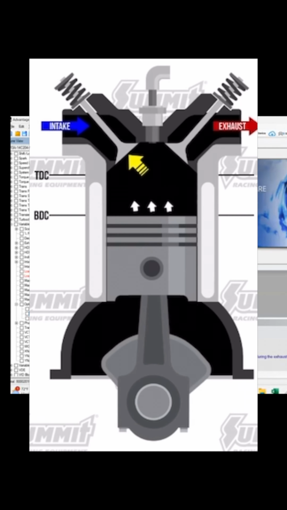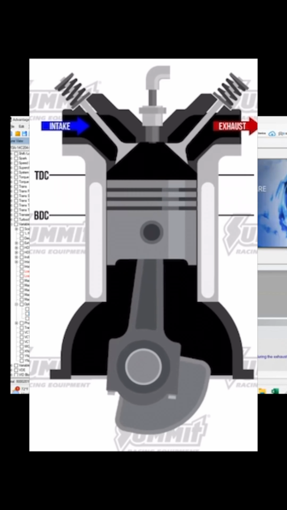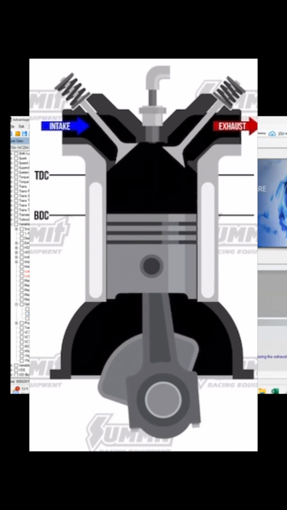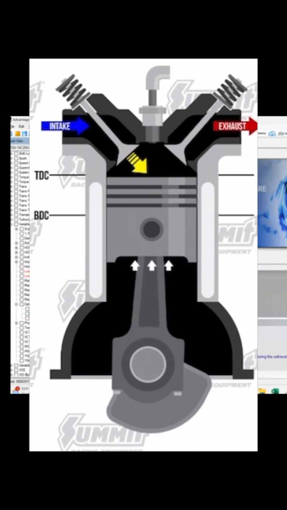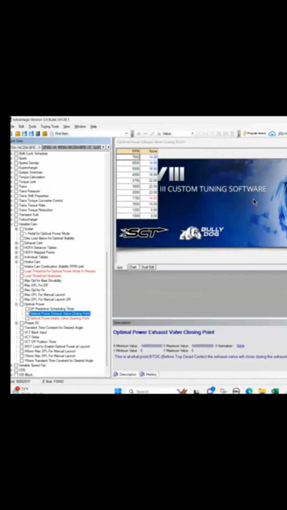And so if we retard the exhaust cam angles, we're basically leaving those exhaust valves open just a little bit longer than normal. And what that's doing is it's creating additional scavenging, which is pulling air in on the intake side. So we're able to pull a little bit more fresh air in each one of those strokes if we retard the exhaust cam angles. So that's a huge power play on long tube headers that a lot of guys don't realize or do.